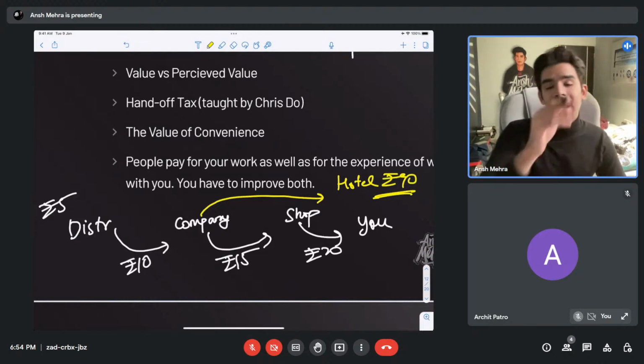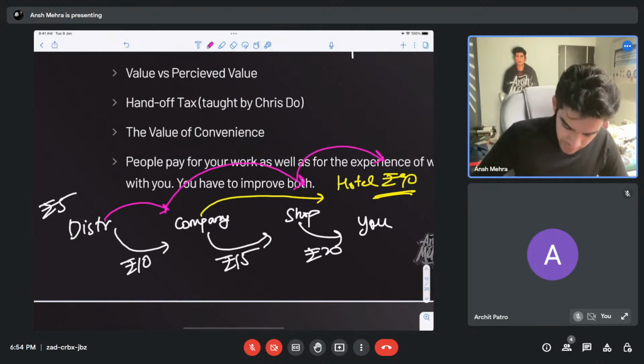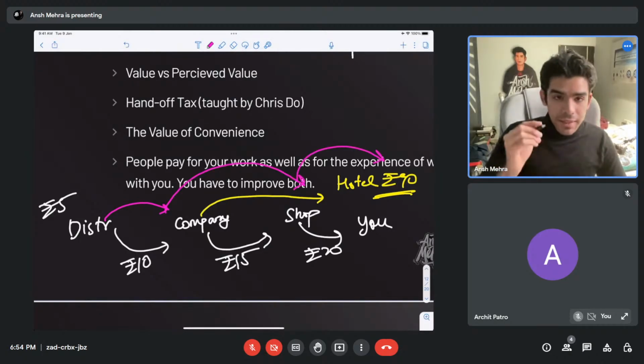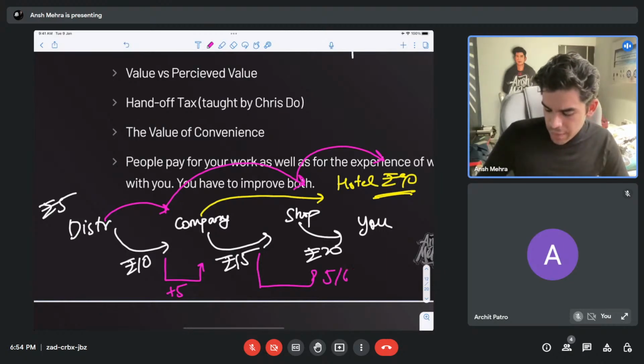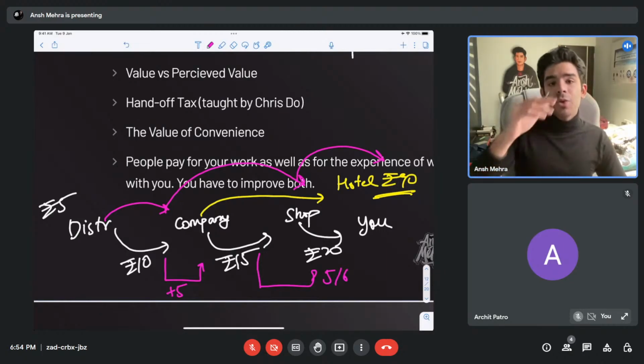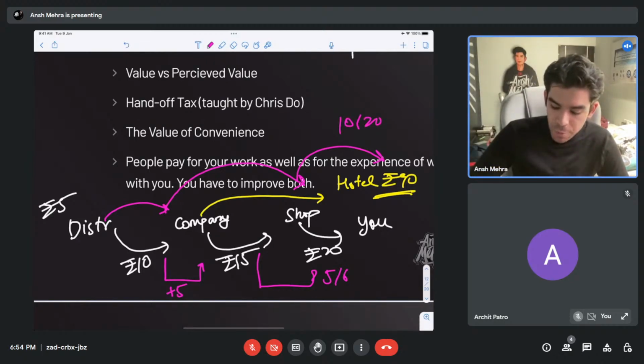So what's happening is that at every transaction, there is a handoff tax. The tax that you're paying at every transaction. This is where things become very interesting. Here, the tax was just 5 rupees extra per bottle. Here, the tax was again maybe 5, 6 rupees extra per bottle. But when you go to the tail end of the transaction, the taxes go up to 10 to 20 rupees per bottle.